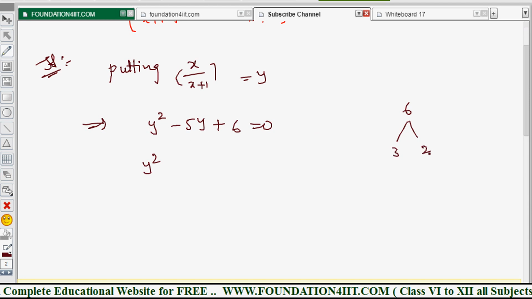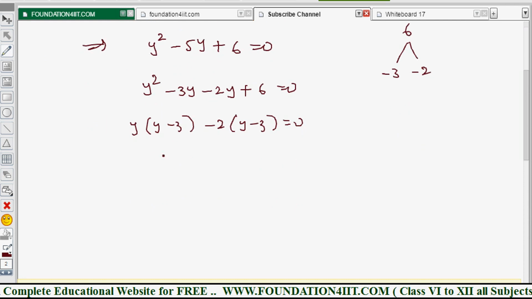3 into 2 is 6, but minus 5 we need. So minus 3 minus 2 you take. So minus 3y minus 2y plus 6. So you take y common, y minus 3, minus 2 common, y minus 3, right? Just in the bracket, y minus 3 and y minus 2 is equal to 0. So finally from this step we got y is equal to 3 or y is equal to 2.